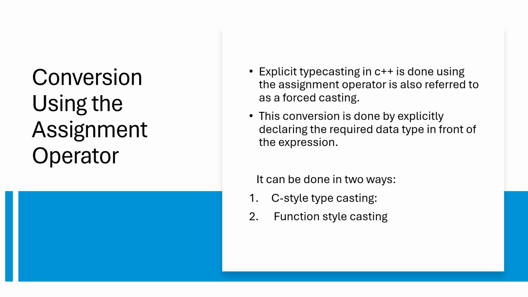So what does the assignment operator do? In this assignment operator, we have two ways: C style typecasting and function style typecasting. Explicit typecasting using the assignment operator is known as forced casting. It requires declaring the required data type in brackets, that is, in brackets we have to mention what data type we are going to convert to. Now we can see the C style and the function style.